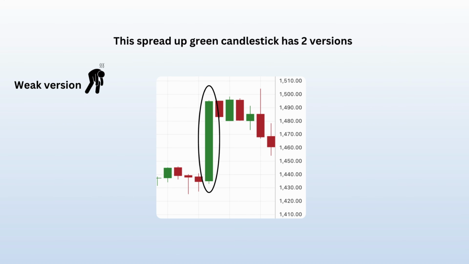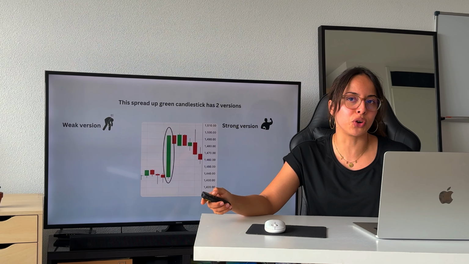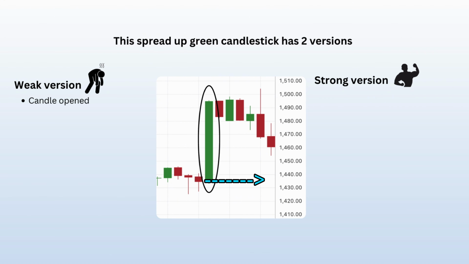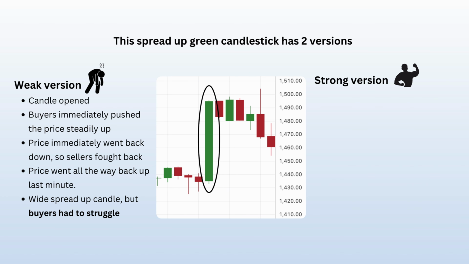It has a weak version, which means that it also has a strong version. Let's look at the weak version and then compare it to the strong version and come to some very interesting conclusions. Let's say that in the weak version, the candlestick opened, and right after, the buyers pushed the price steadily up. And right after that happened, the price went all the way back down. In other words, sellers fought back. But then the price went back all the way up, and it happened very last minute. So the conclusion is we have a spread up candle, which is white, but the buyers had to struggle in between because the sellers were giving a fight.